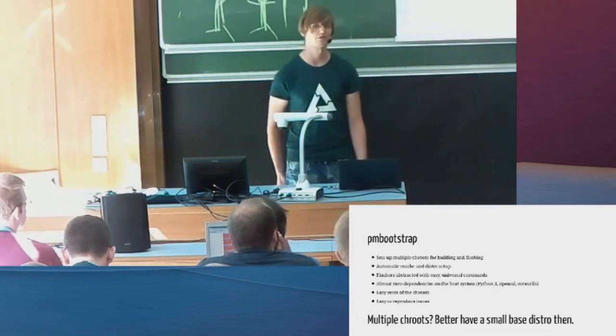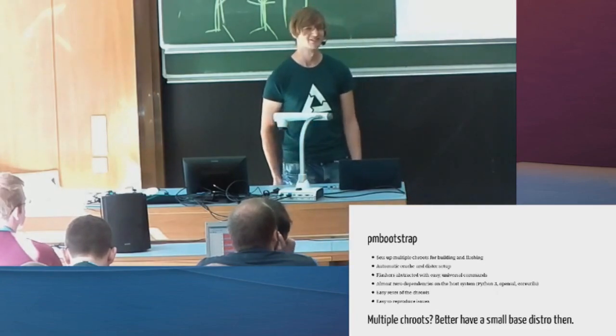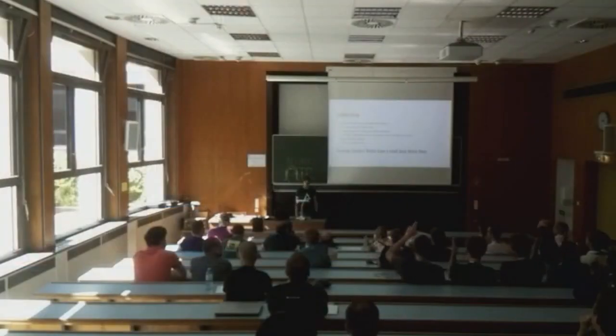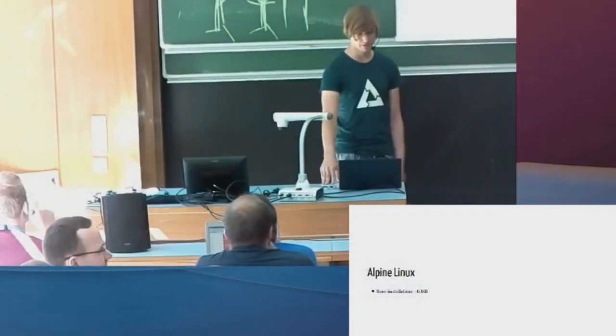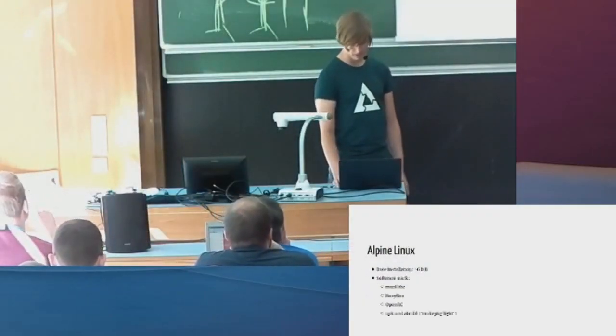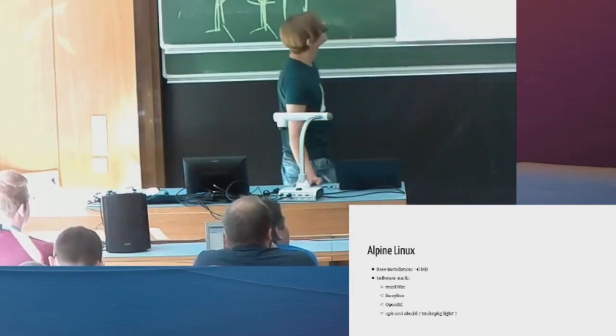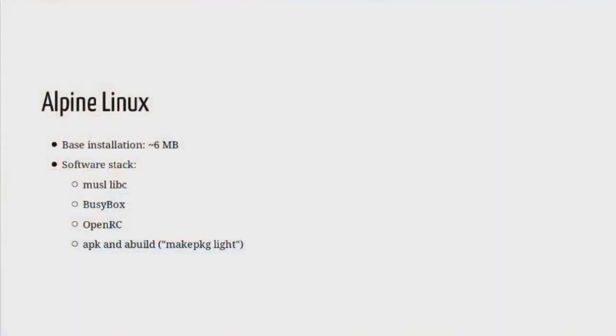Who knows which distribution we are using? Yeah. Alpine. Yeah, right, it's Alpine Linux. And the base installation size of Alpine is just 6 megabytes. So it's really small. Here's the stack. It uses musl libc, busybox, openrc, apk, and abuild. And the apk from Alpine is not the same as from Android, of course. It's a bit confusing, maybe.